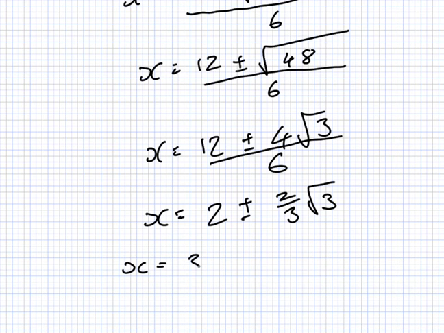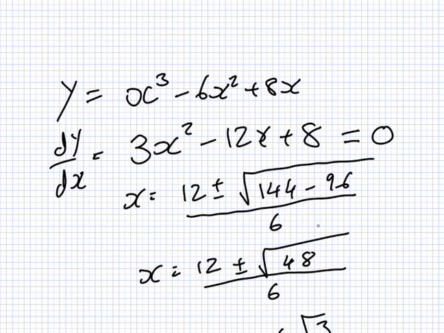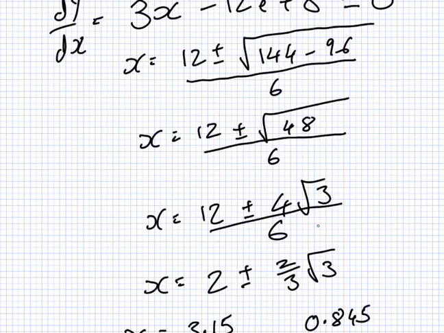What's the first one? 3.15. 3.15? And the second one? 0.845. Okay. Now, we know how to find the y values, so we won't bother to find them just to save time. How do you find the y values? You substitute it back in at the start.